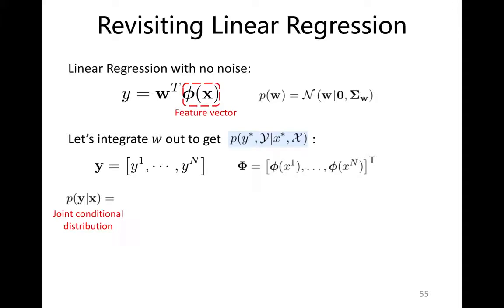What do you expect this conditional to be? What kind of distribution would that be? Remember, phi is fixed, so phi x is fixed. W is a normal distribution. So y should be what? Normal distribution, right? Because the linear weight of a normal distribution is a normal distribution. What is the mean? Zero, right? The expectation of the y that phi x is going to get out, the expectation of the w is zero.